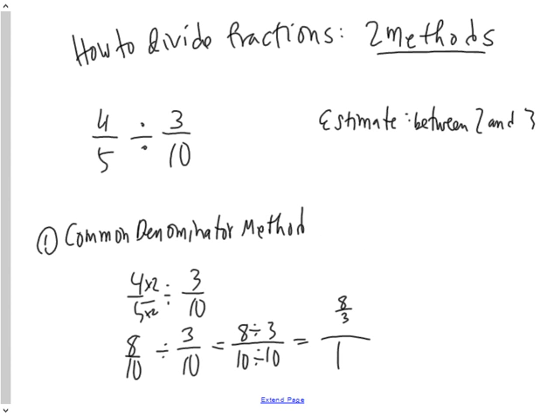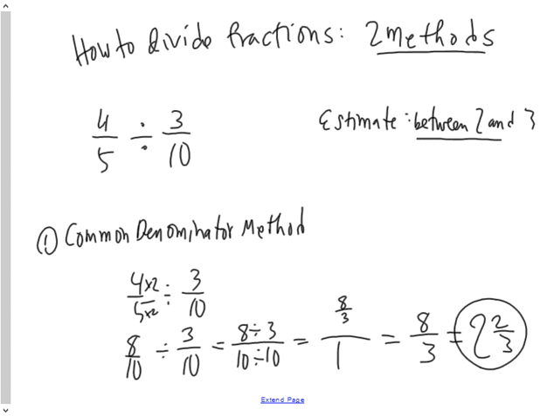So 8 over 3 is the numerator. The denominator is 1. Since denominators of 1 are not necessary, I simply have my numerator as an answer, which is 8/3. Okay? Because dividing by 1 doesn't change it, so I just have my numerator as my answer. 8/3 is an improper fraction. As a mixed fraction, it would be 2 and 2/3. So my answer to what is 4/5 divided by 3/10 is 2 and 2/3.